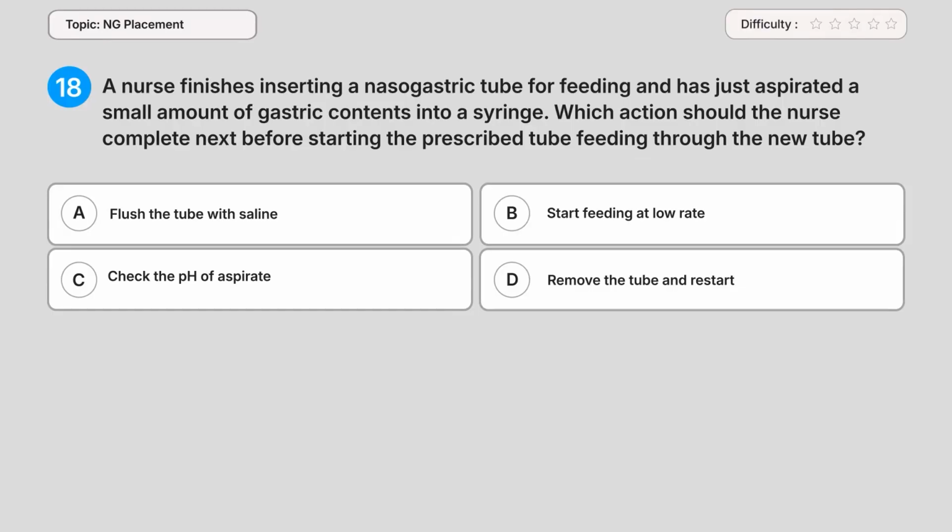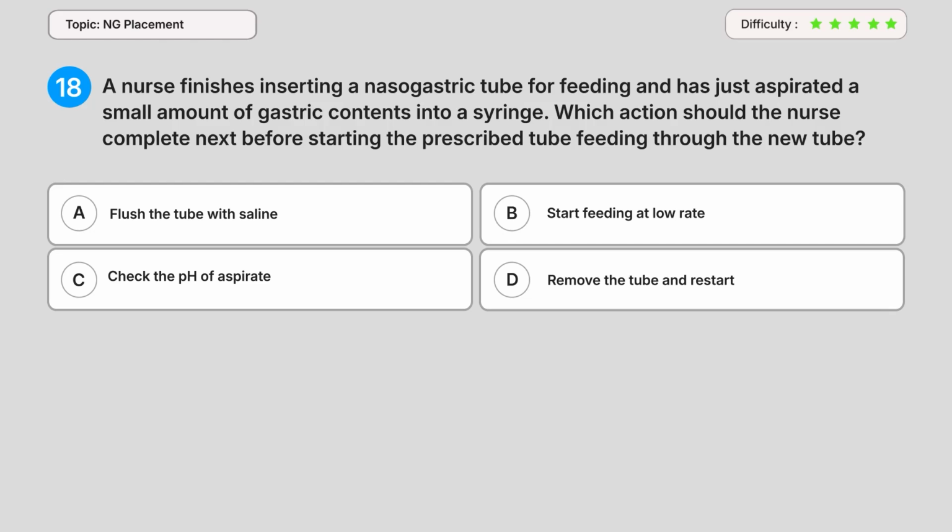18. A nurse finishes inserting a nasogastric tube for feeding and has just aspirated a small amount of gastric contents into a syringe. Which action should the nurse complete next before starting the prescribed tube feeding through the new tube?